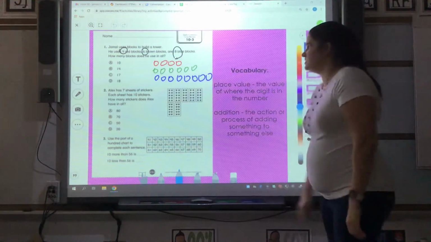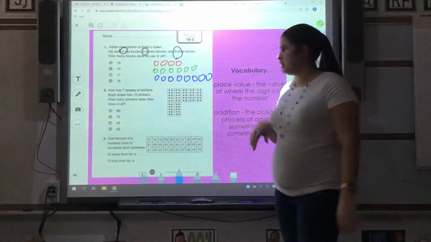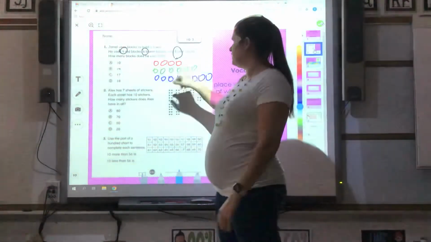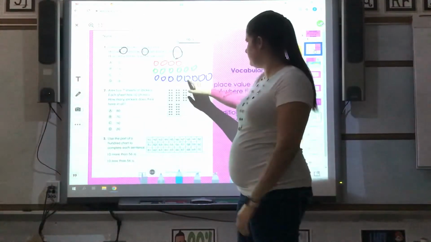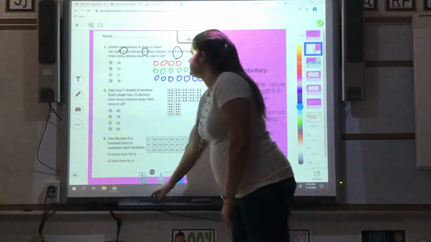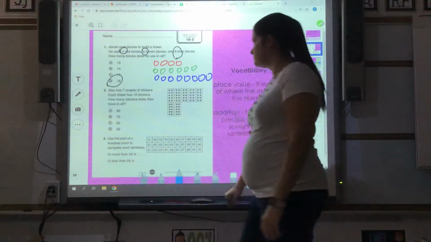How many blocks does he use in all? In order to come up with our answer, all we have to do is simply count our picture. 1, 2, 3, 4, 5, 6, 7, 8, 9, 10, 11, 12, 13, 14, 15, 16, 17, 18. So in all, Jamal uses 18 blocks.